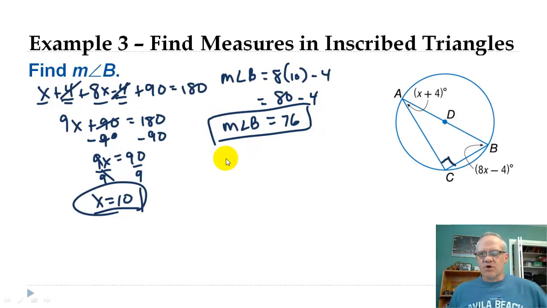Box it. And if you wanted to, you could double check this. If you know that x is 10, plug it in over here. 10 plus 4 is 14. And if you have 14 and 76, that gives you 90, plus another 90 would be 180. So it all works out if you wanted to check yourself that way.